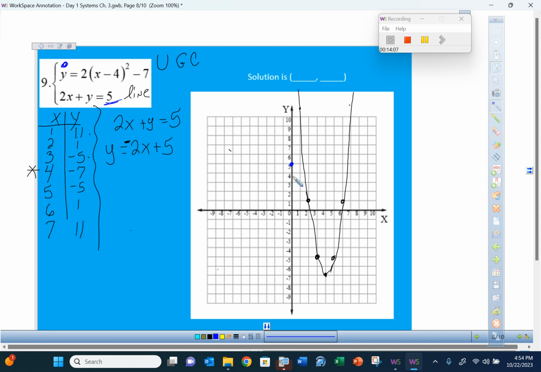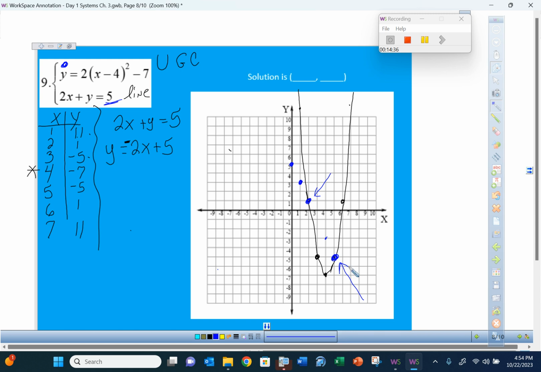I'm going to go down 2 and over 1. Notice I haven't hit a dot yet. Down 2 and over 1. So here's one of my answers. I'm going to go down 2 and over 1 again. I didn't hit a dot. Down 2 and over 1 again, down 2, over 1 again. So notice I hit another dot on my parabola.